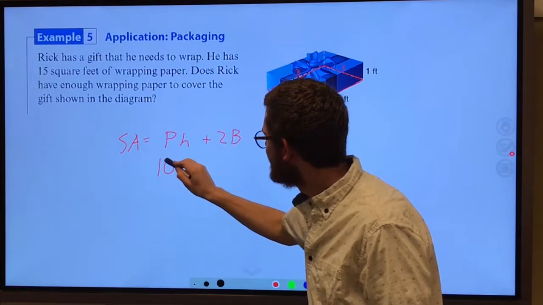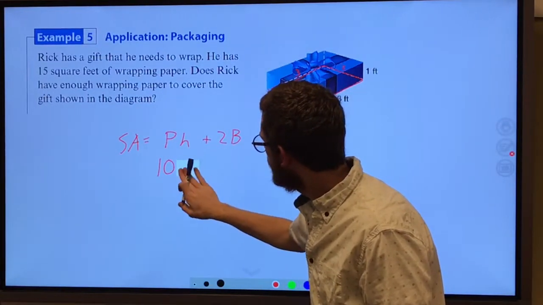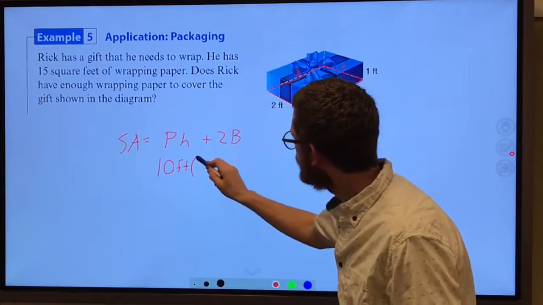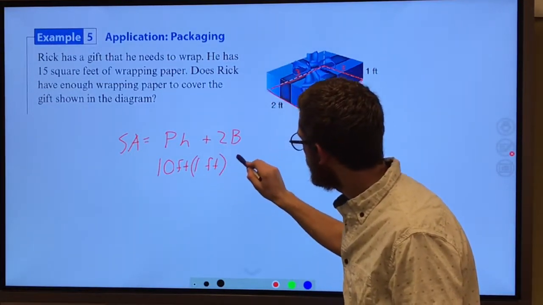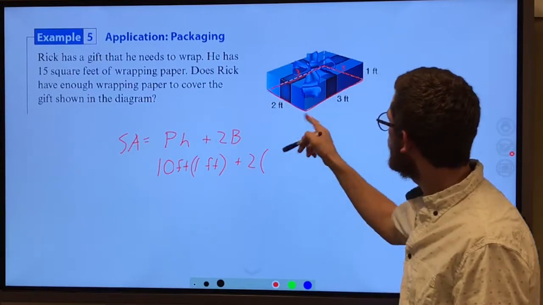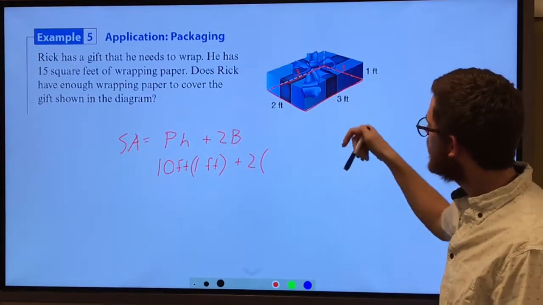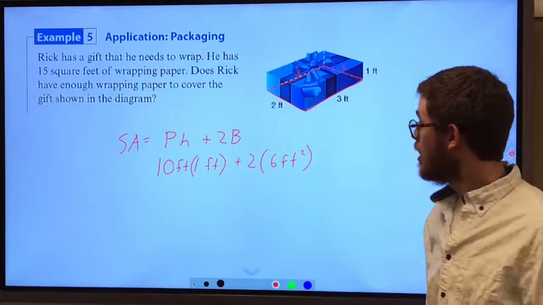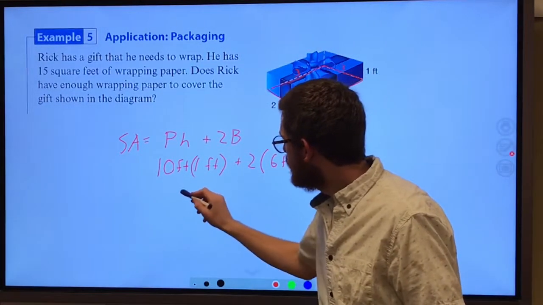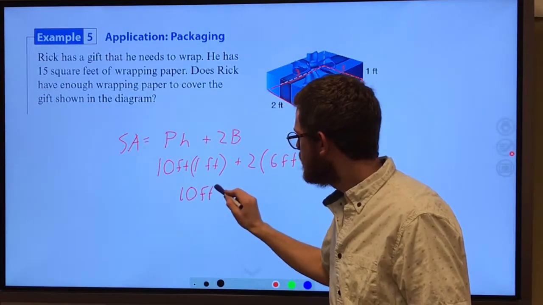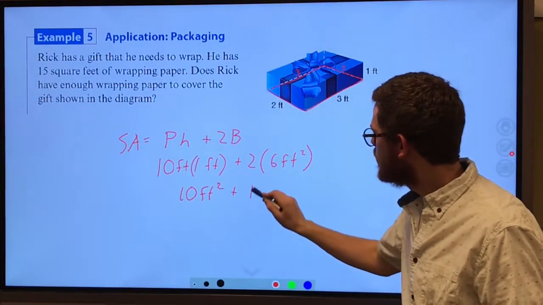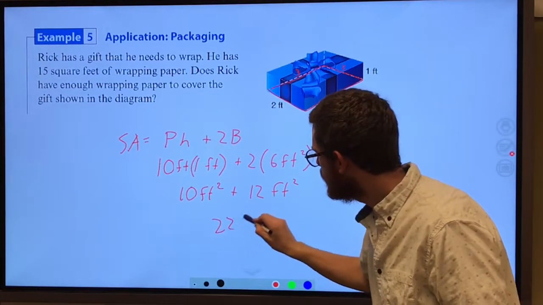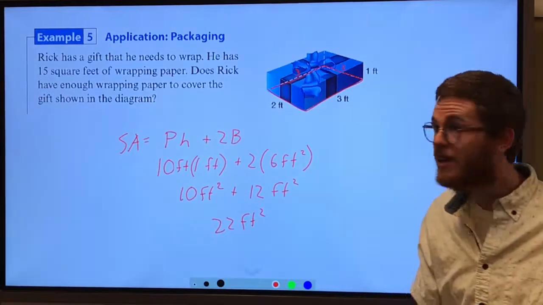The perimeter of our base is 10 feet, times our height, which is 1 foot, plus 2 times the area of our base. The area of our base, 2 feet times 3 feet, is 6 square feet. 10 feet times 1 foot is 10 square feet. 2 times 6 is 12 square feet. We add these together, 22 square feet.